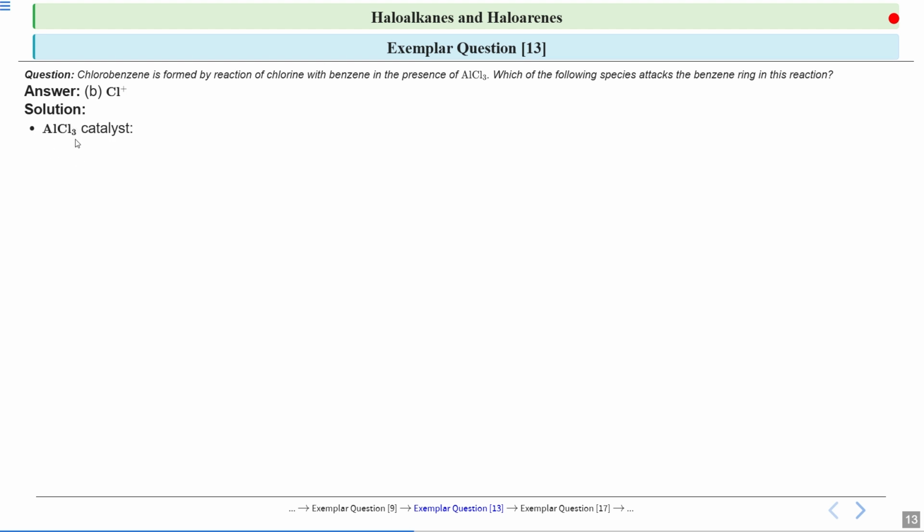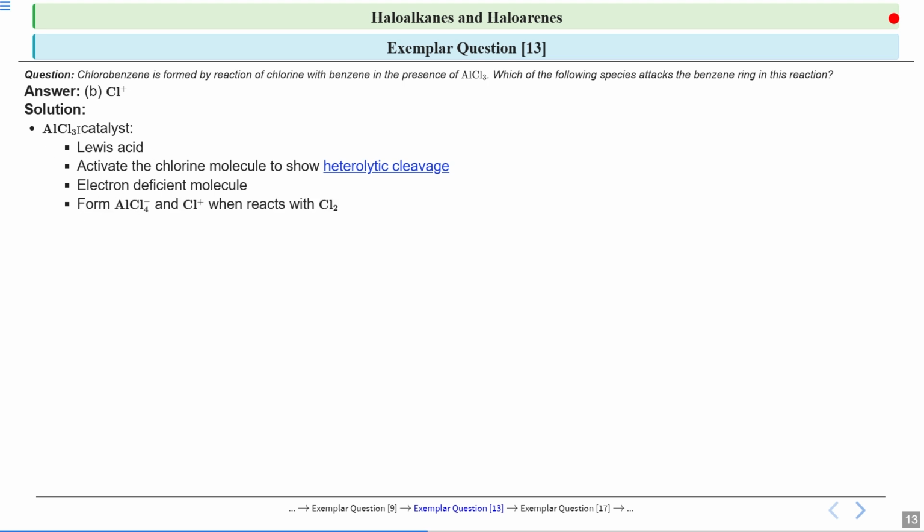We have given that this reaction happens in the presence of AlCl3 catalyst. Now AlCl3 catalyst will act as a Lewis acid. Also, it will activate the chlorine molecule to show the heterolytic cleavage, and it is an electron deficient molecule because, as we mentioned, it will act as a Lewis acid. So the AlCl3 will form AlCl4 minus and Cl plus, which reacts with Cl2.